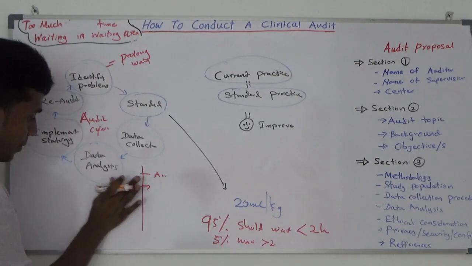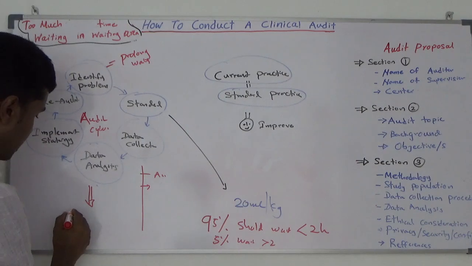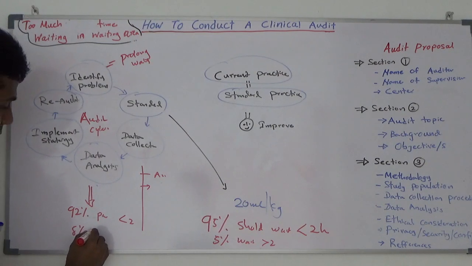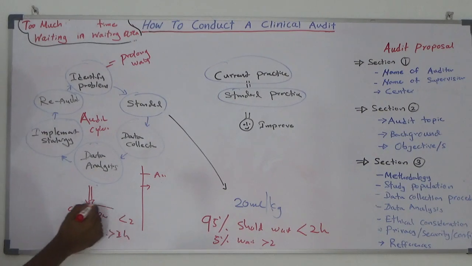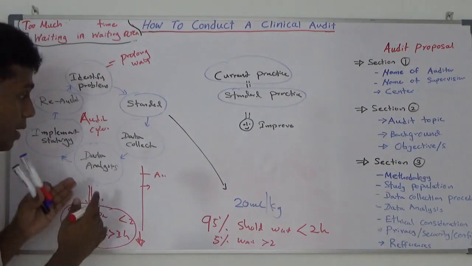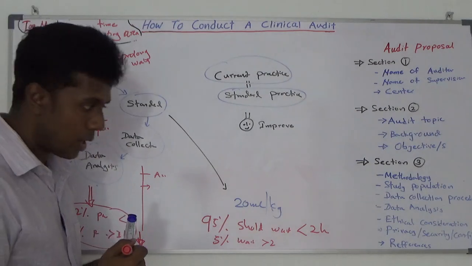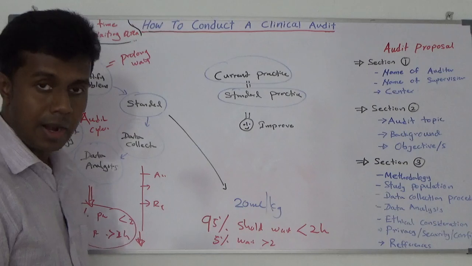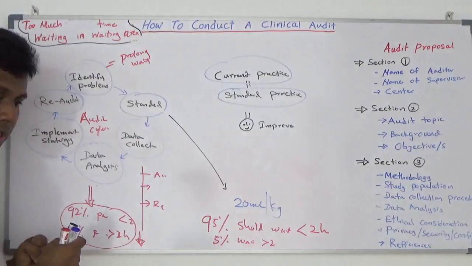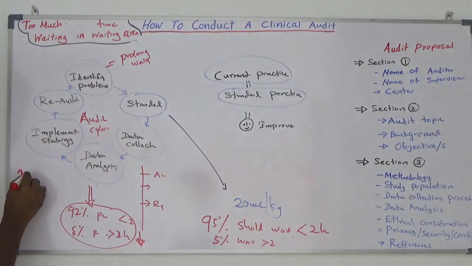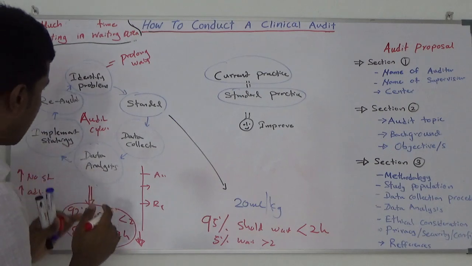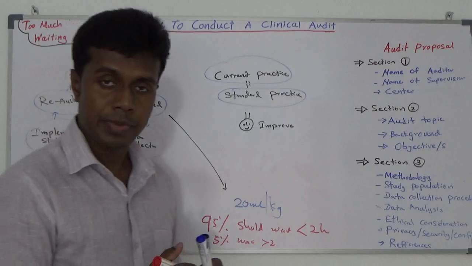Then I am going to analyze my data. I have found only 92% of patients waiting less than 2 hours. That means 8% of patients wait more than 2 hours, so we are still under the standard value. So I am going to identify the fault, correct it, and then do a re-audit. I think the recovery area is understaffed and has fewer monitors. So I am going to increase the number of staff in the recovery area and increase the additional monitors. After implementing the strategies, I want to do a re-audit and identify whether my problem is resolved or not.